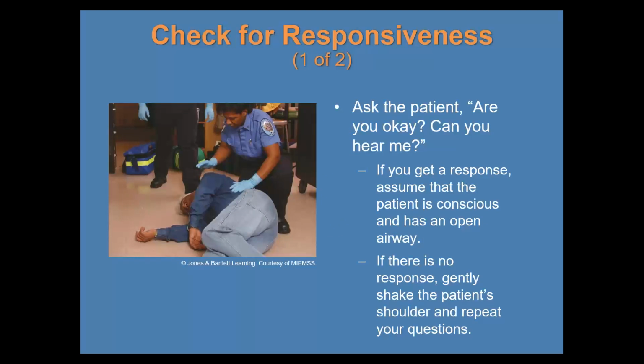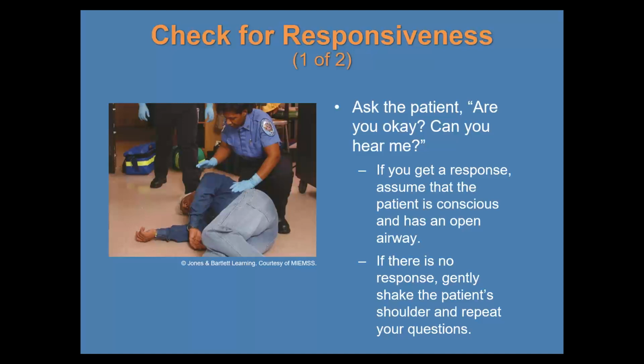Again, it sounds silly. We talk about this during CPR. It sounds silly to do, but you have to verify. We're constantly verifying whether something is the way it should be, right? So if we can't ask the question, or the patient can't answer our questions, then we need to try and verify. One of the ways we do that is just say, "Hey, are you okay? Can you hear me?"